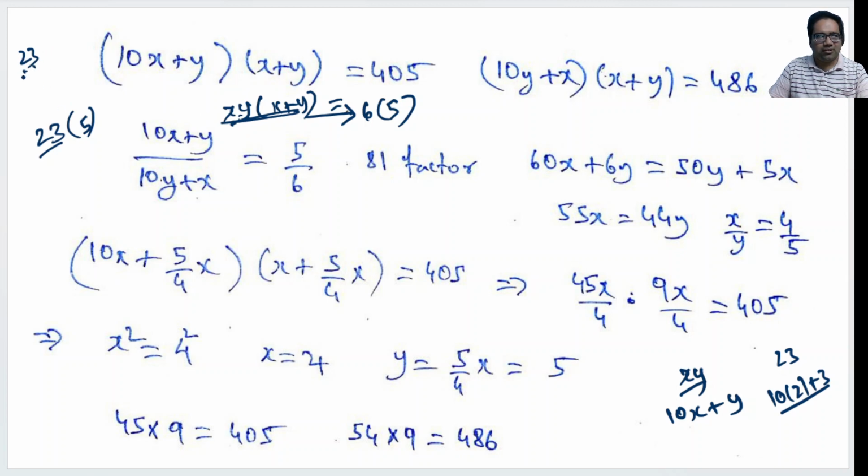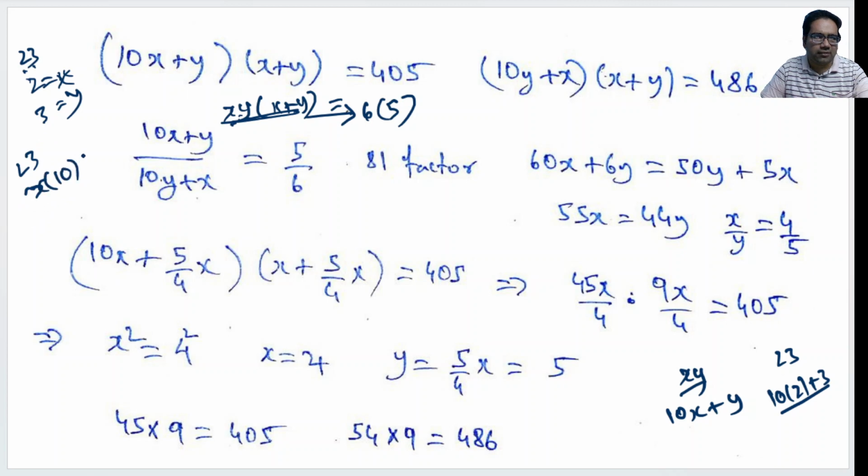Because these two digits are represented by 2 equals x and 3 equals y, 23 should be equal to x times 10 plus y times 1. 23 cannot be equal to x times y. We are assuming the number in the tens digit is x and the number in the units digit is y. So the number we can write as 10x plus y.